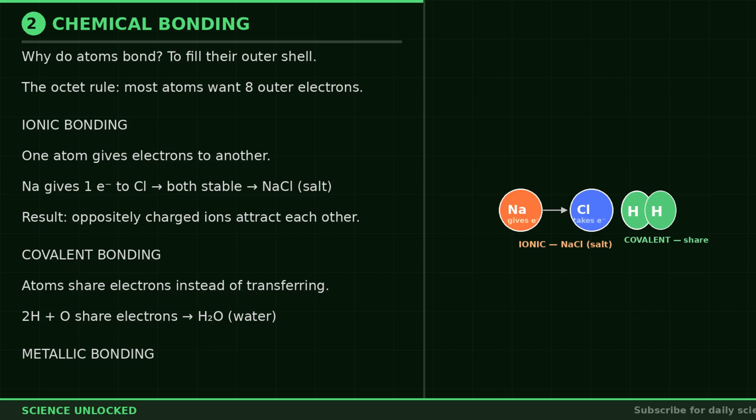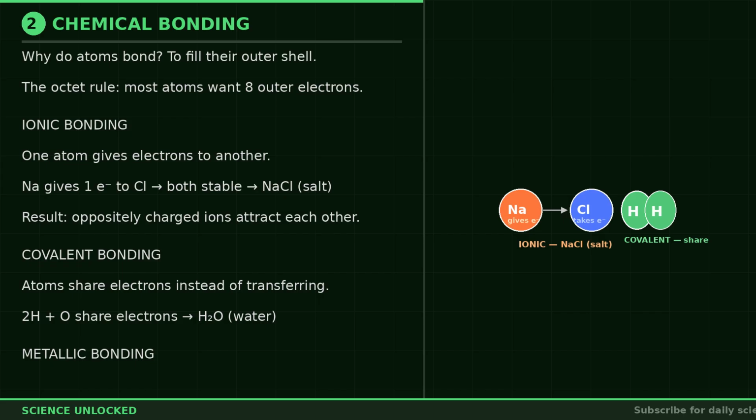Ionic bonding, one atom gives electrons to another. Sodium has 1 electron in its outer shell. Chlorine needs 1 electron to fill its shell. Sodium gives its electron to chlorine. Both reach stability. The result is table salt, sodium chloride. The atoms are now oppositely charged ions that attract each other.